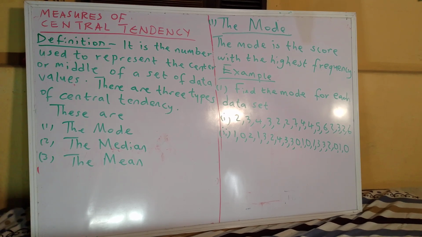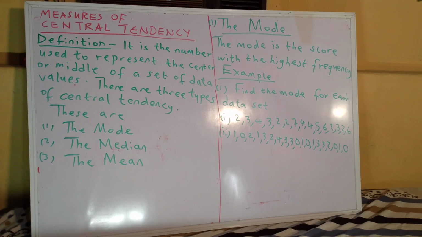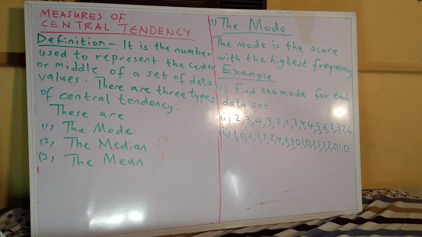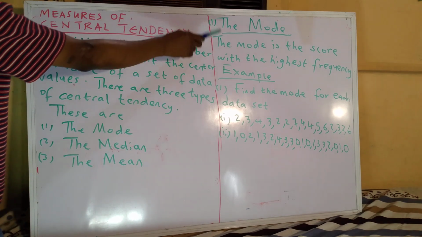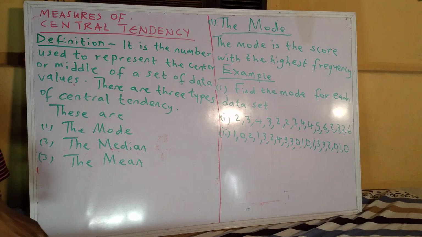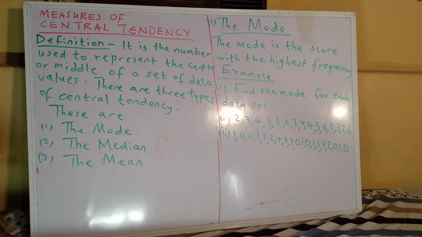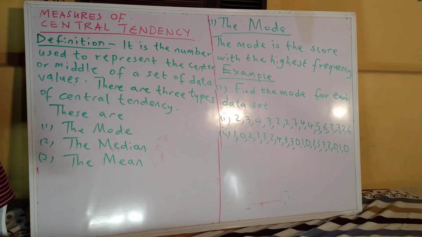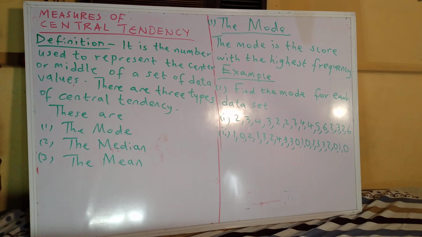There are three types of central tendency. These are: 1. The mode, 2. The median, 3. The mean. So when we say the mode, what do we mean? The mode is the score with the highest frequency. In a set of data, any score with the highest frequency is the mode. This is a video. You can pause and get this out.